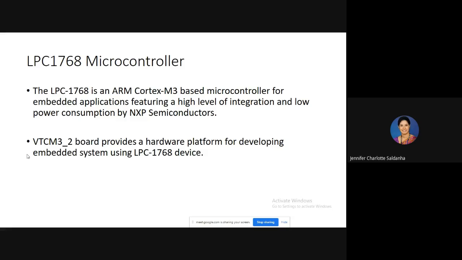We are using a kit in the lab. The microcontroller is integrated in a kit named VTCM32. VT means Vasundhara Technologies, the manufacturers and suppliers of this embedded controller kit, in which we have the LPC1768, which in turn uses the ARM Cortex M3 processor. Version 2 of the kit provides a hardware platform for developing embedded systems using the LPC1768 device.